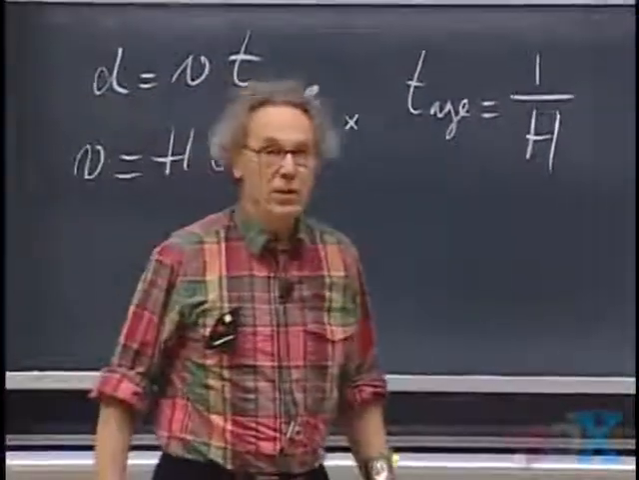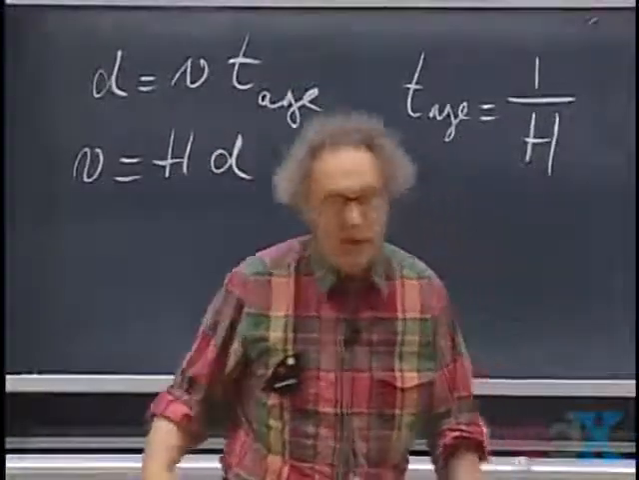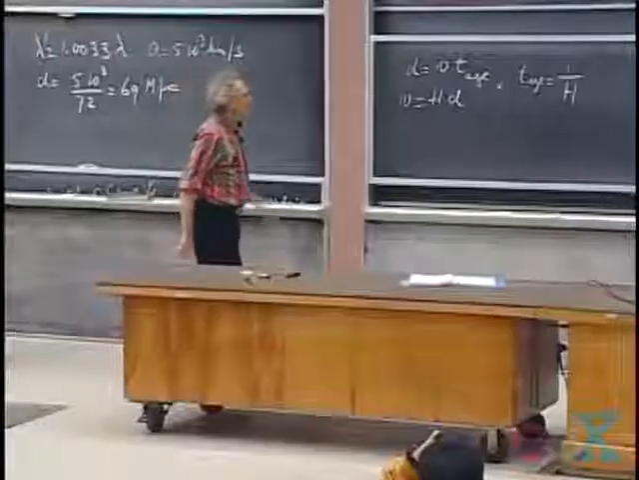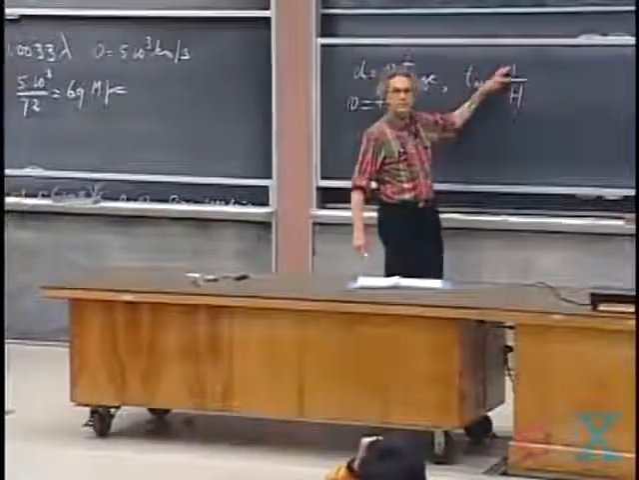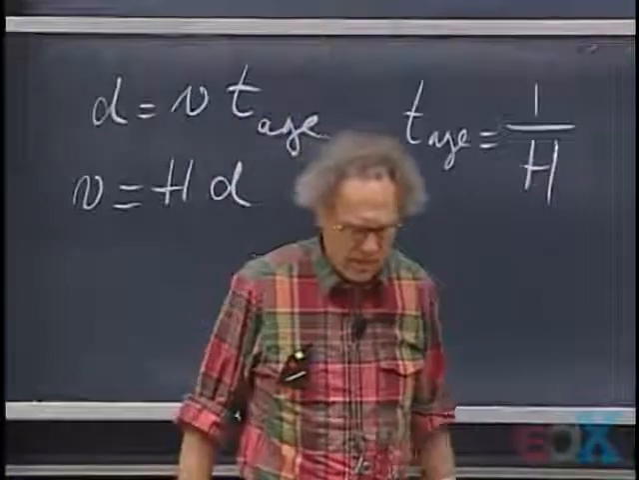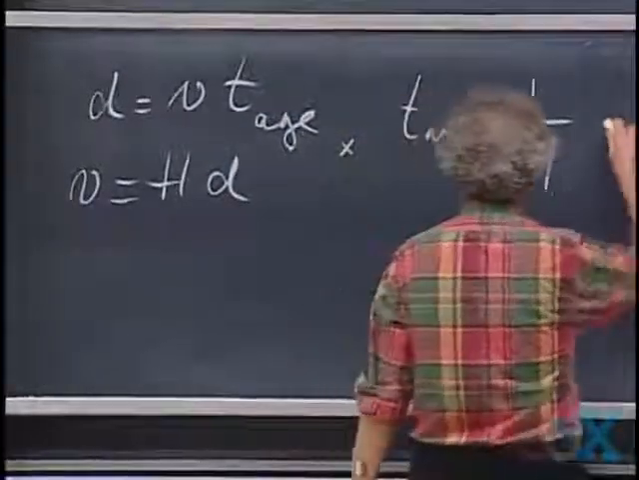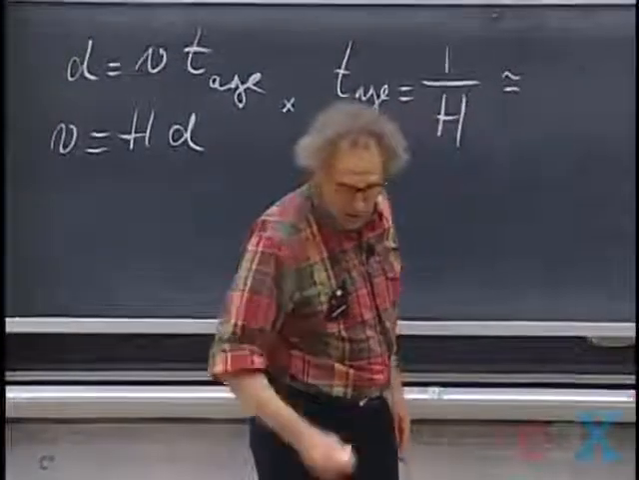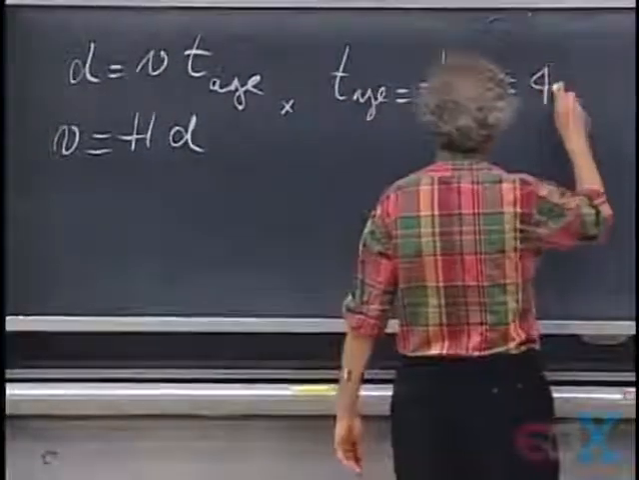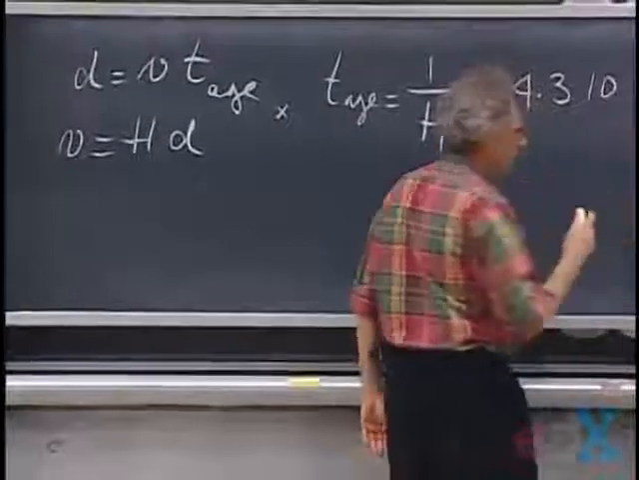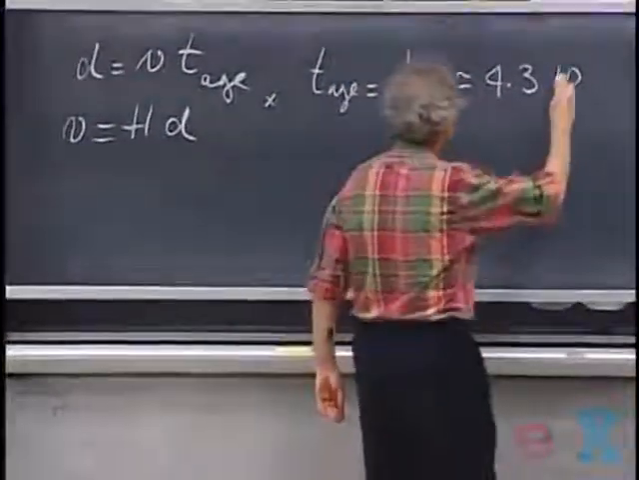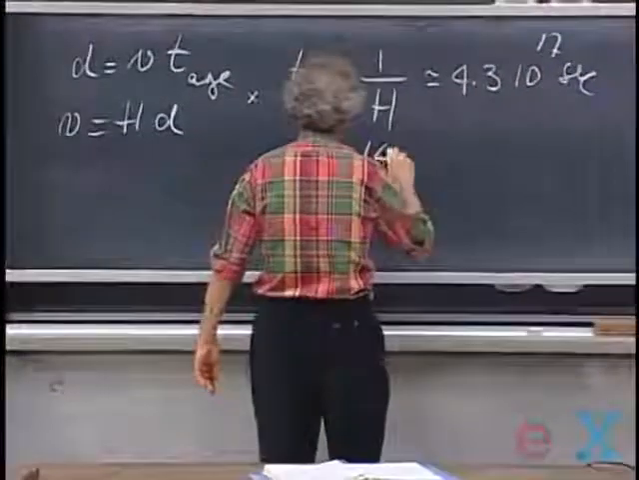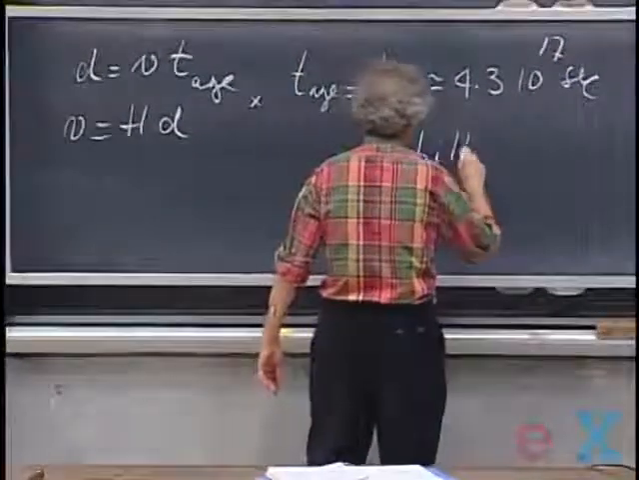And that indeed has the unit of time. If you take h, the one that we believe in nowadays, and you calculate 1/h, and you work in MKS units, you'll find that t_H is about 14 billion years. I'll first give it to you in seconds. It's about 4.3 times 10 to the 17 seconds. And that is about 14 billion years.